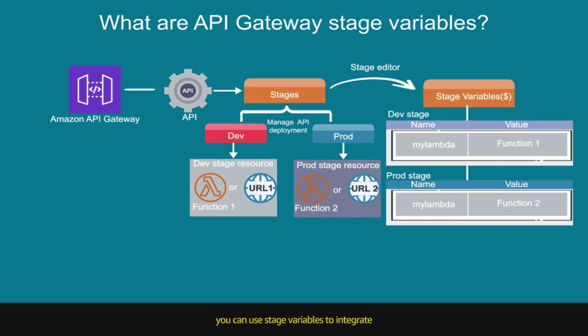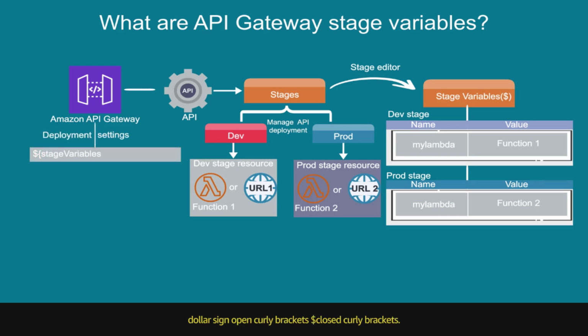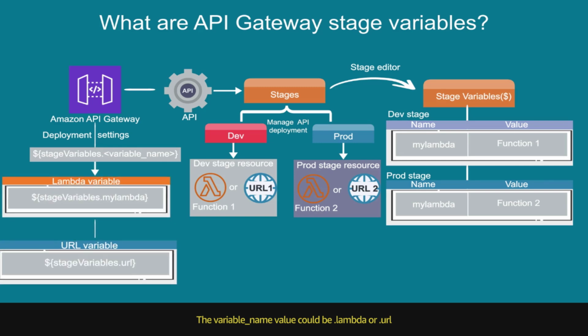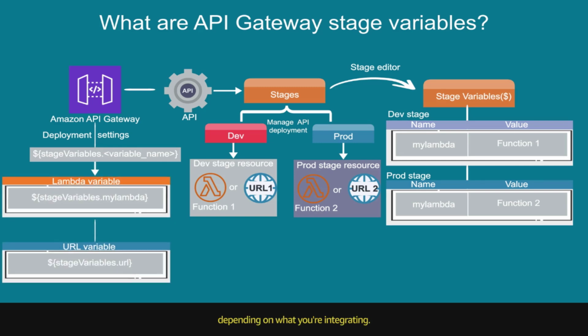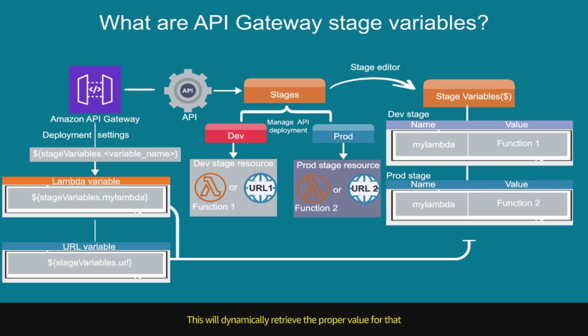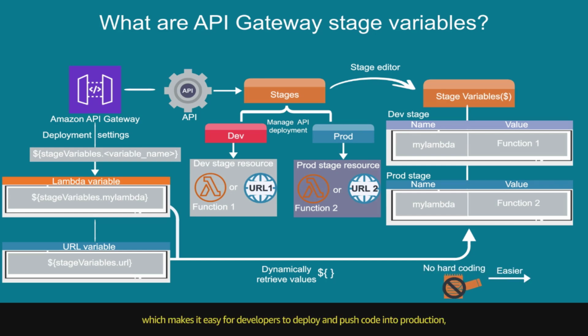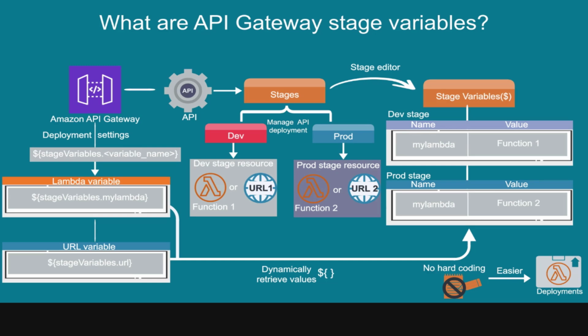After creating your API, you can use stage variables to integrate a resource by using the following convention during API deployment: ${stageVariables.variable_name}. The variable name value could be .lambda or .url, depending on what you are integrating. This will dynamically retrieve the proper value for that variable defined in the API Gateway stage settings. This design pattern avoids hard coding, which makes it easy for developers to deploy and push code into production, especially with an automated CI/CD pipeline.